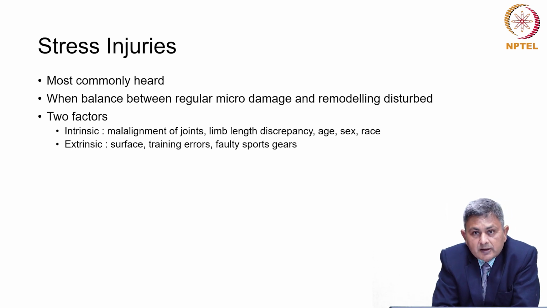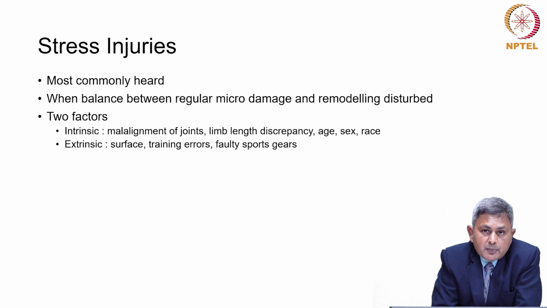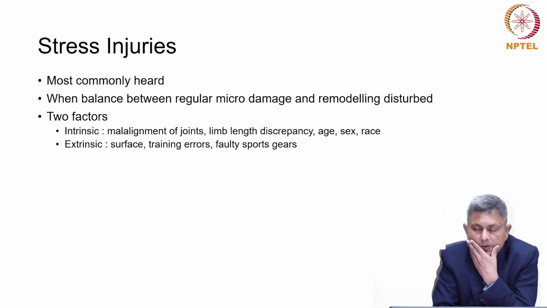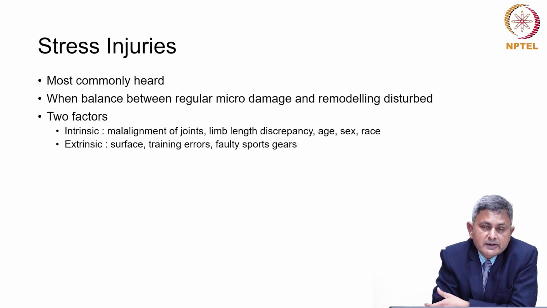Training errors, like taking too much load too early, are part of training error. Faulty sports gear, like wearing tight shoes or using a tennis racket not of your size, where the grip of that tennis racket is quite small or quite large, that also again gives you overuse injuries.